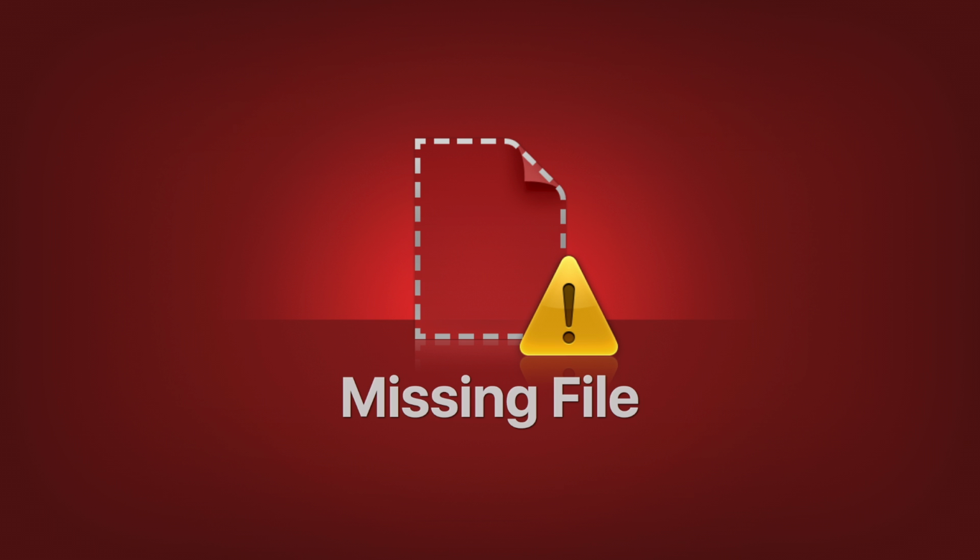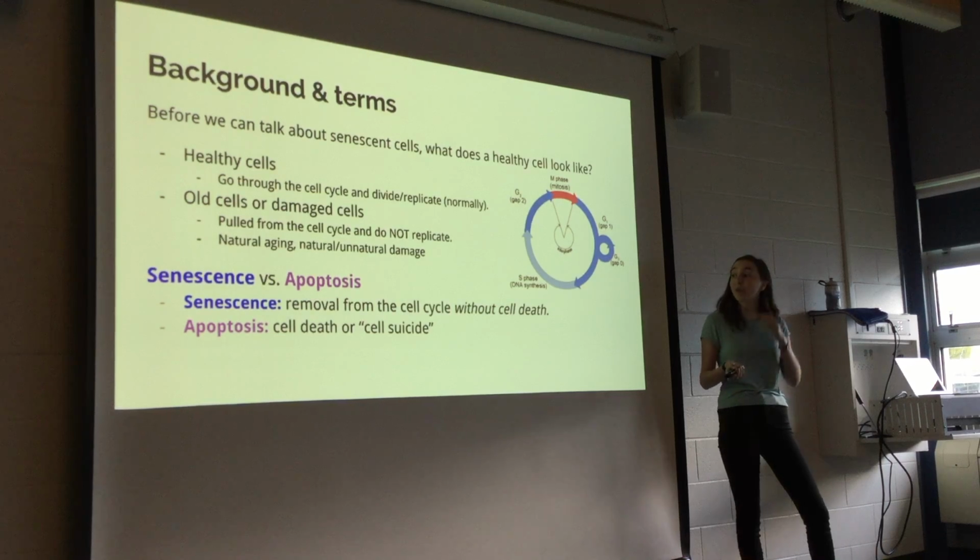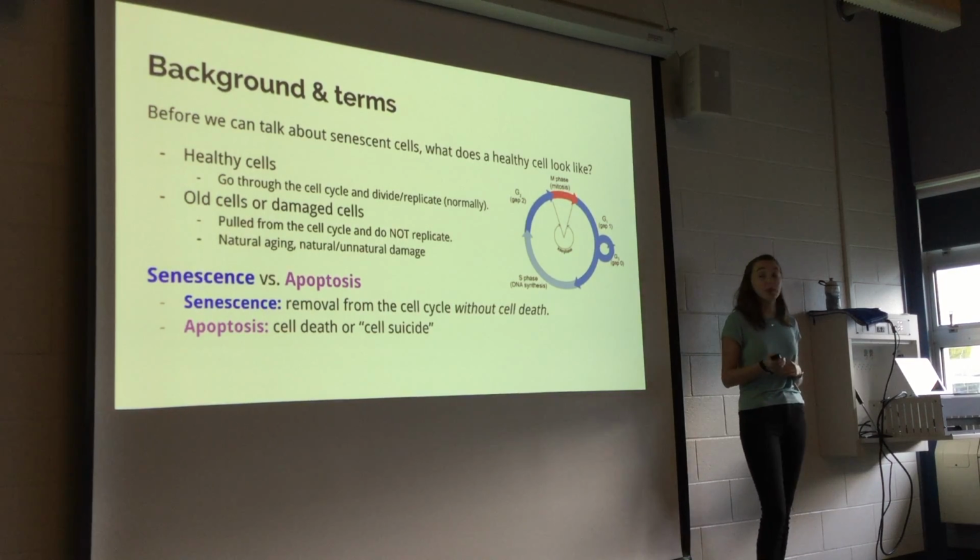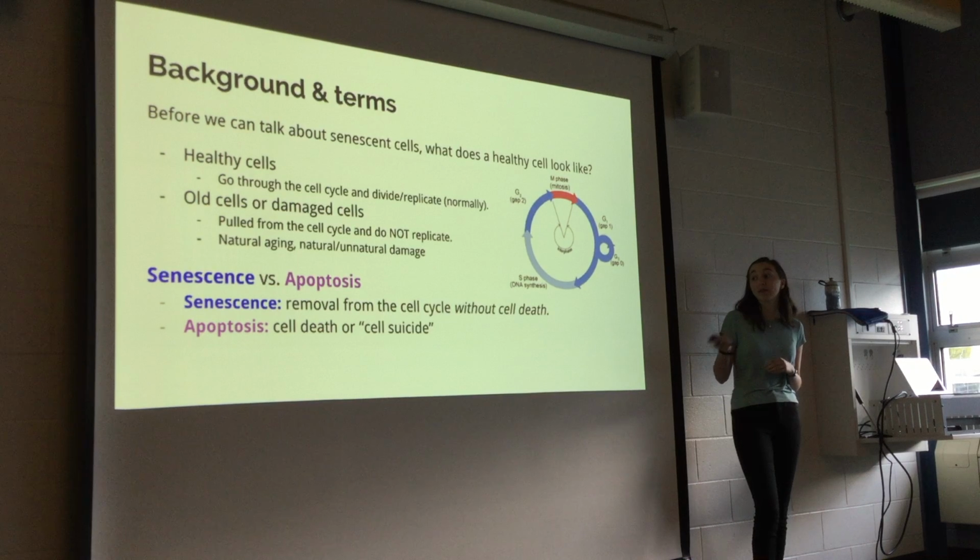So what happens once a cell is out from the cell cycle? Well, two things, either senescence or apoptosis. So senescence is just removal from the cell cycle, but the cells don't die, and apoptosis is removal from the cell cycle and there is cell death. So the main difference is the death part of it.